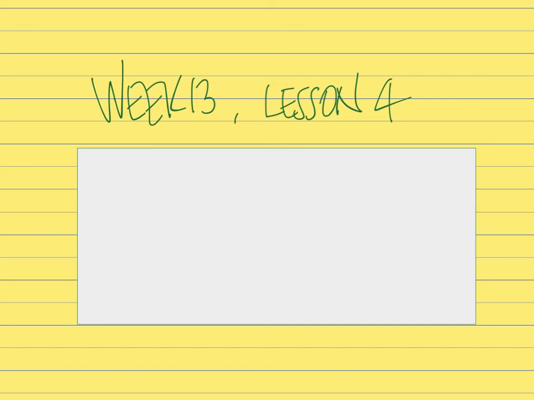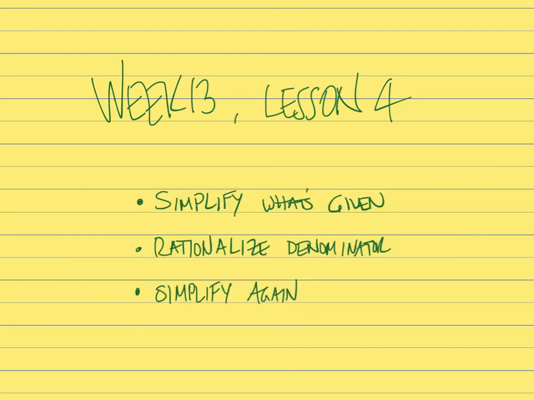Okay, so this is week 13, lesson 4, which is going to be on rationalizing denominators. I'm hoping that this is a review, but if it's not, I'm going to give you the 3 steps that are going to be necessary to be able to do this. So let me get rid of this little thing that's covering things up. Here are the steps.